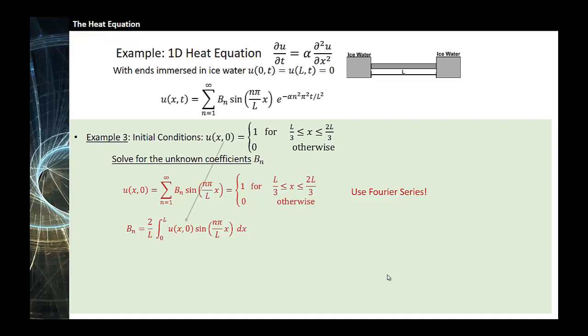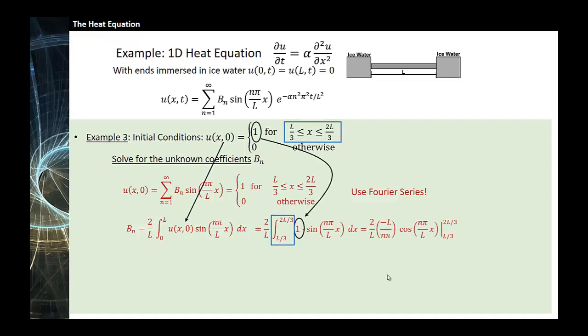So we can just put in our expression that we have for the temperature of the bar at t equal to 0. And so that means we put in 1 for that temperature, and now the bounds of the integral are L over 3 to 2L over 3, because otherwise the temperature is 0 outside of that region. And we can just do this integral, keeping track of minus signs and factors of L, and then canceling those.